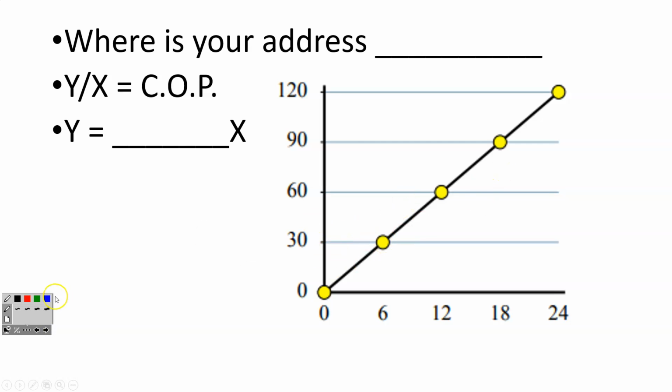So I'll pick an address. I want to do this one right here. Then I would do 90, which is my y, divided by 18, which is my x. I would get an answer of 5. So then I would set up my equation as y equals my COP, which is 5x.